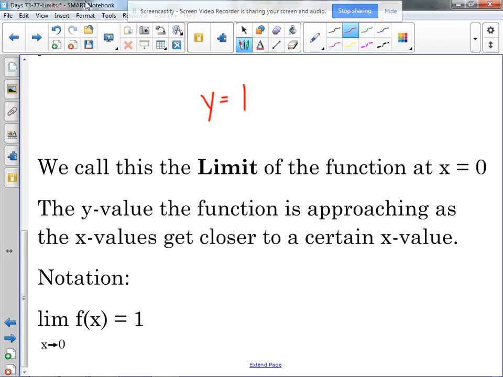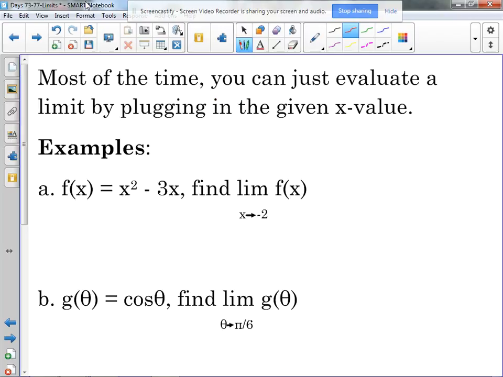Okay, so let's find some limits of some functions. Most of the time, the majority of the time, you can just evaluate a limit by plugging in the given x value. So if our function is f of x is equal to x squared minus 3x, and they want us to find the limit as x approaches -2 of that function, the majority of the time, all you have to do is plug in that x value into the function and get an answer. That should always be your first reaction. When they ask you a limit, your first reaction should always be just plug the number in.